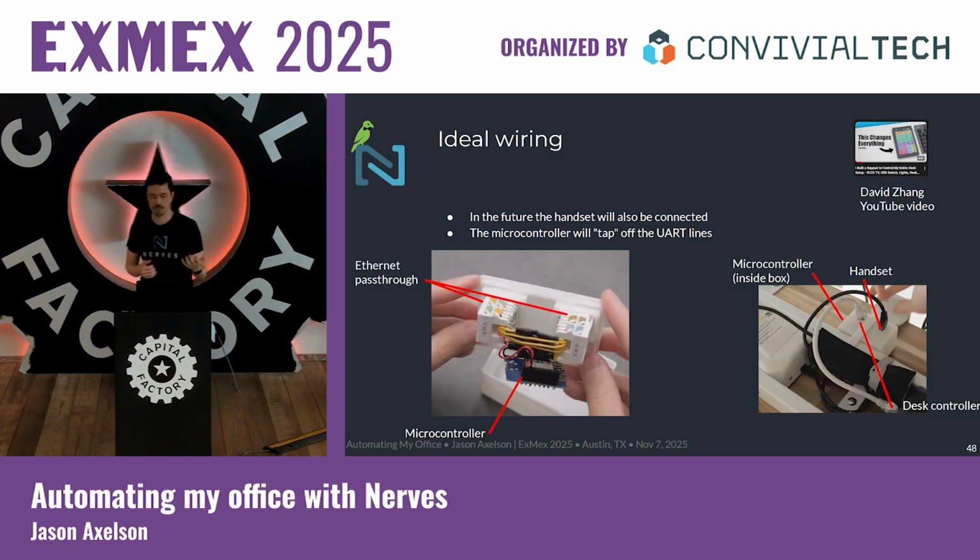And my inspiration for that is from this YouTube video by David Zhang about him automating his office. And this is how his setup looks like, where he has an Ethernet pass-through with a little 3D printed case. And you hook up one side of the Ethernet controller to the handset interface and the other to the desk controller.